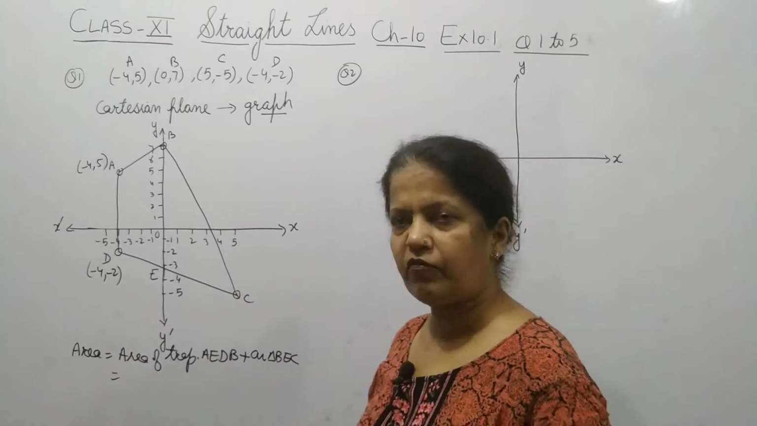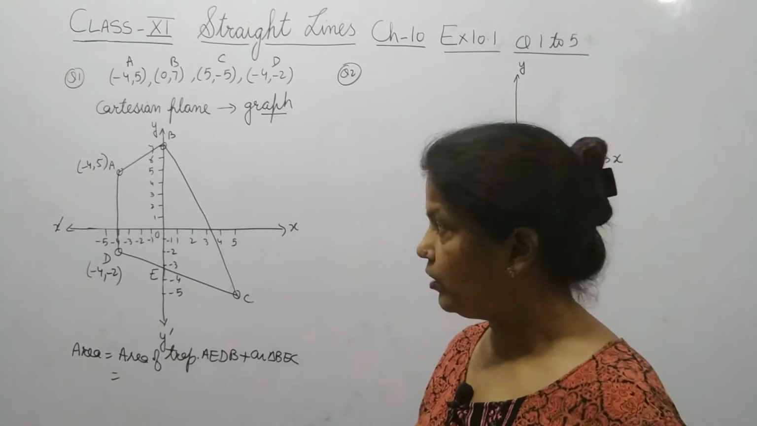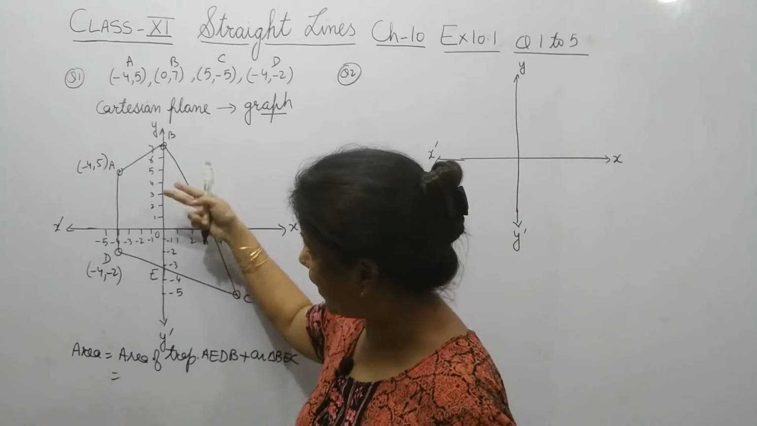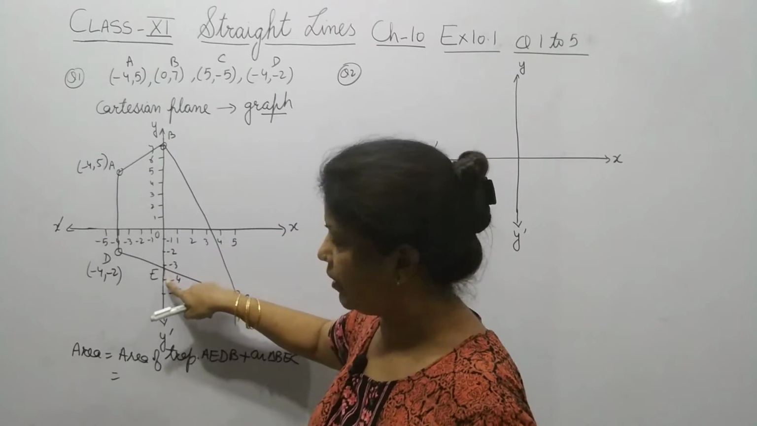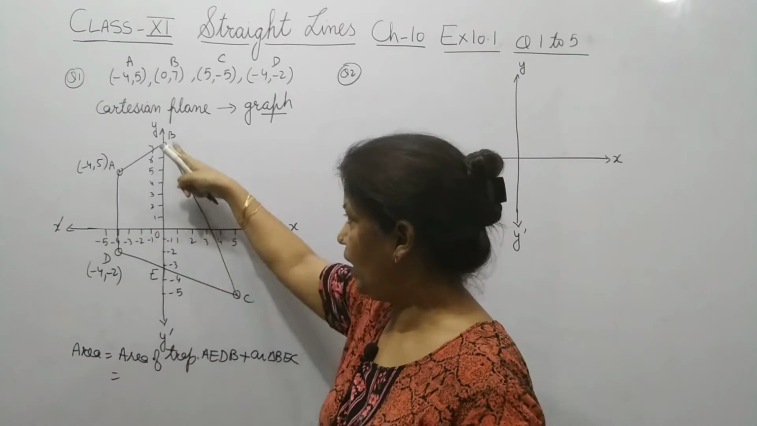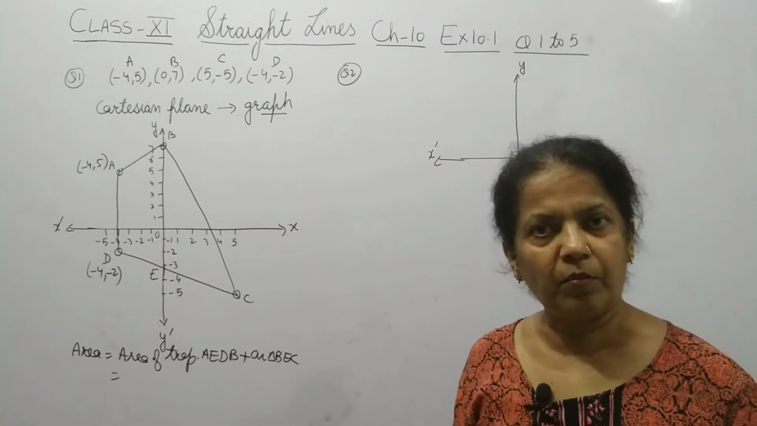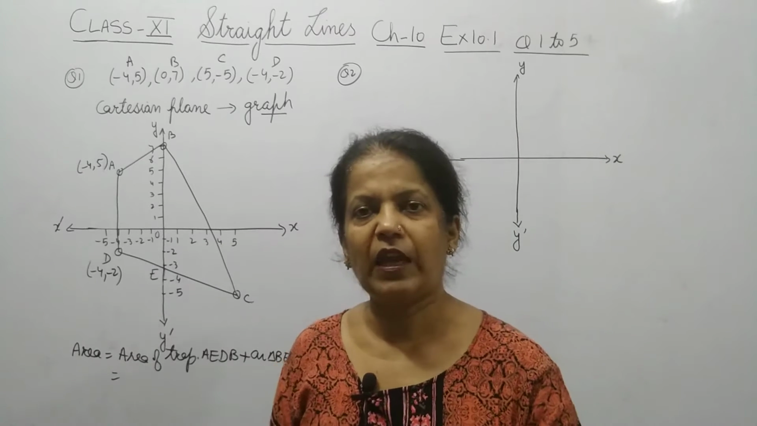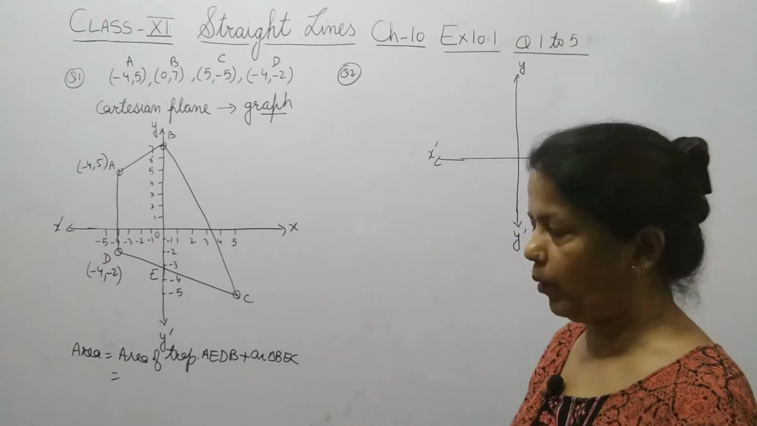Okay, so the area of a trapezium formula is half into the sum of the parallel sides into height. The sum of the parallel sides you can find from the coordinates, and the height as well. And the area of a triangle, you know it very well, is by using the area of triangle formula if the 3 coordinates of a triangle are given.